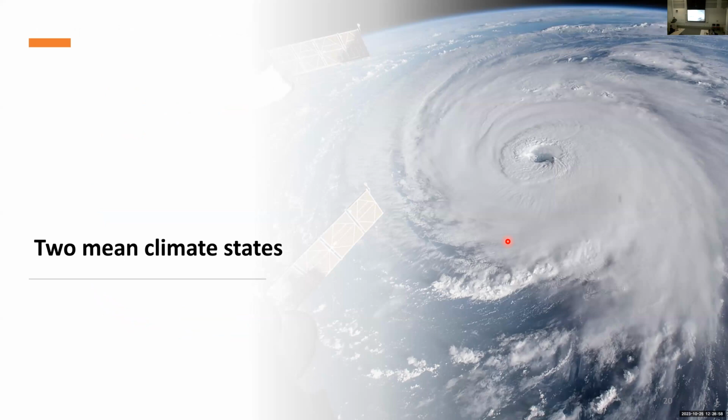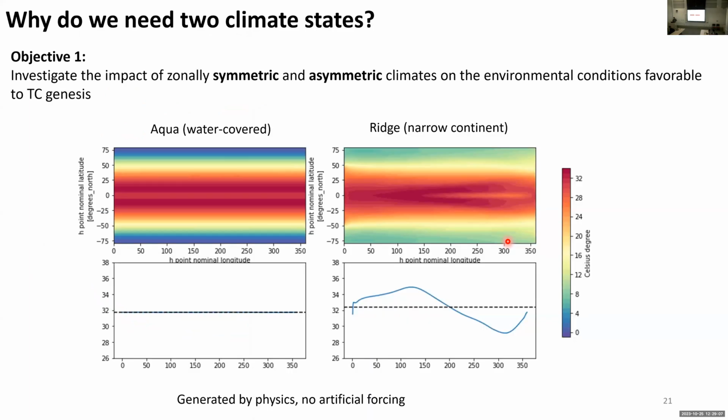And here I'm going to show the results of our climate simulations. So again, why do we need to choose a climate state? If we look back to our objectives, we wanted to investigate the impact of zonally symmetric and asymmetric climate on the environmental conditions favorable to TC formation. This is the time-average sea surface temperature on the map. The y-axis is the latitude, the x-axis is the longitude.